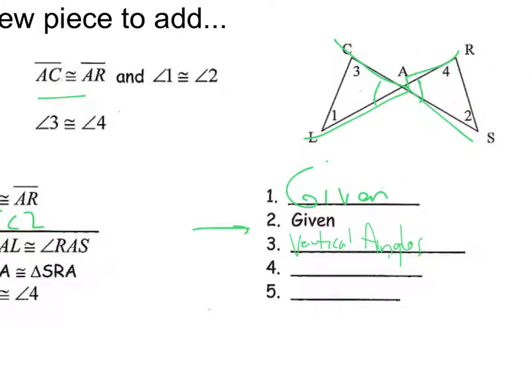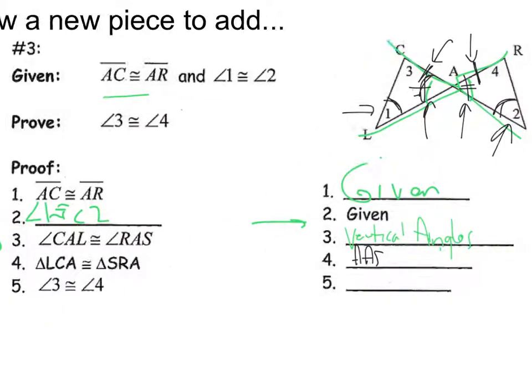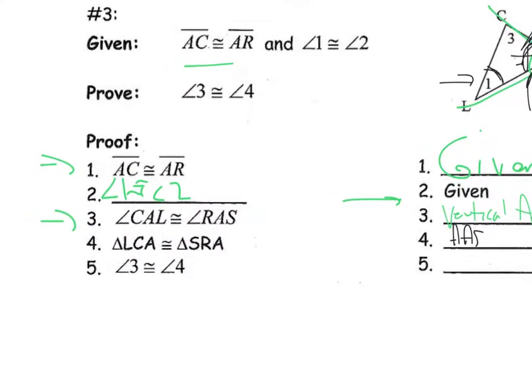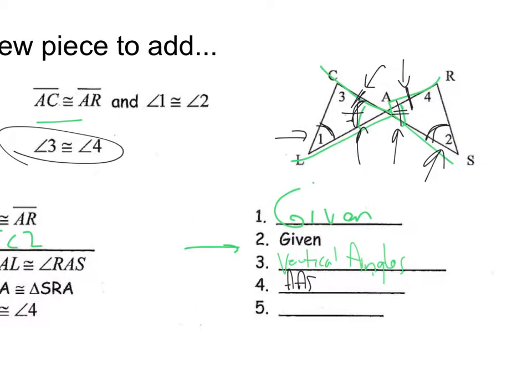So why can I say these two triangles are congruent? Look at what they told me: AC congruent to AR, angle 1 congruent to angle 2, and I just showed these two angles were congruent to each other. So I'm going to go with angle, angle, side, because it goes this angle, this next side, this angle, this next side. Once I've proven that the triangles are congruent, notice what I'm trying to show: that angle 3 is congruent to angle 4. Once I've shown the triangles are congruent, I can go back and say yes, this angle is congruent to this angle.